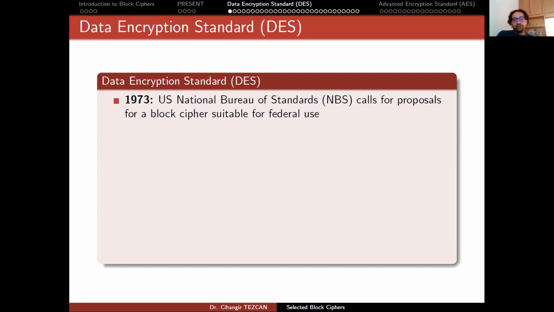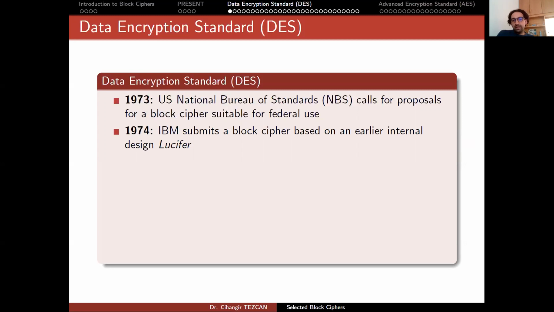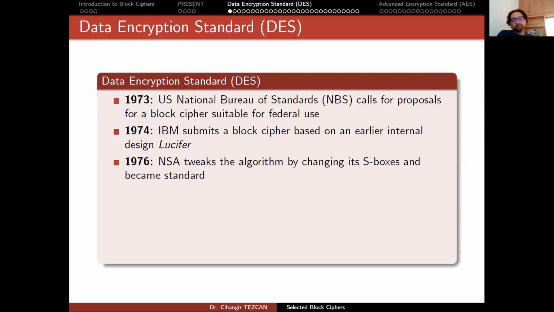So in 1973, the U.S. National Bureau of Standards (NBS) called for a proposal for a block cipher suitable for federal use. NBS is the previous version of NIST, actually. They needed an encryption algorithm, so they called for proposals. Initially, as far as I know, the proposals weren't that good. So NBS called for another proposal, and this time IBM submitted a block cipher based on an earlier internal design called Lucifer.